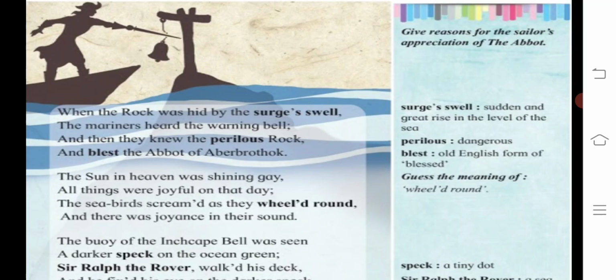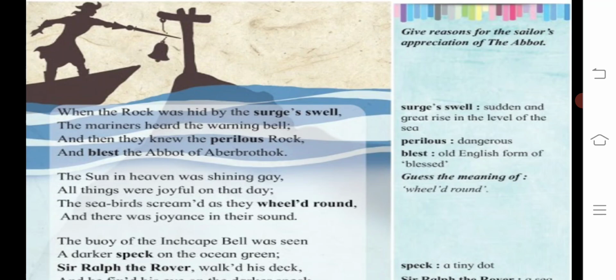This is the reason they are asking you also, the reason why they started to bless: because of the bravery and intelligence of Aberbrothok, they can save themselves, and many more sailors could save not only their ships and treasures, but the lives of many sailors, because it could be the warning bell for all the people about the dangerous or perilous Inchcape Rock.